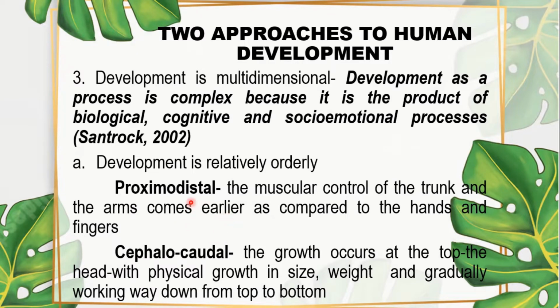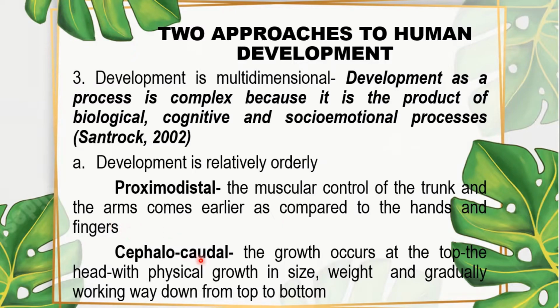development is relatively orderly. Nashel and Ken will learn to sit, crawl, and walk before they can run. The muscular control of the trunk and the arms comes earlier compared to the hands and fingers. This is what we call the proximodistal pattern.